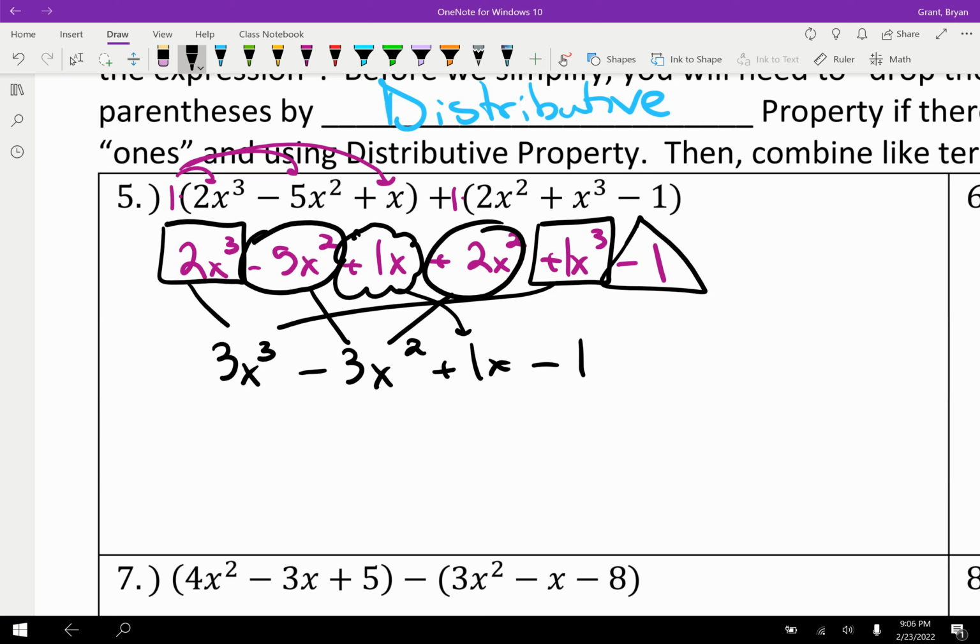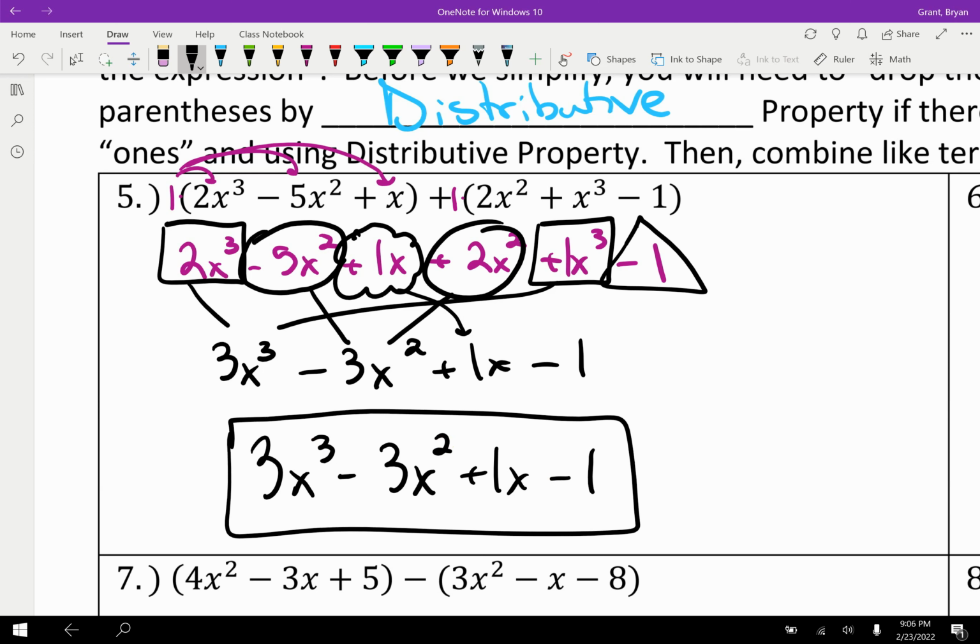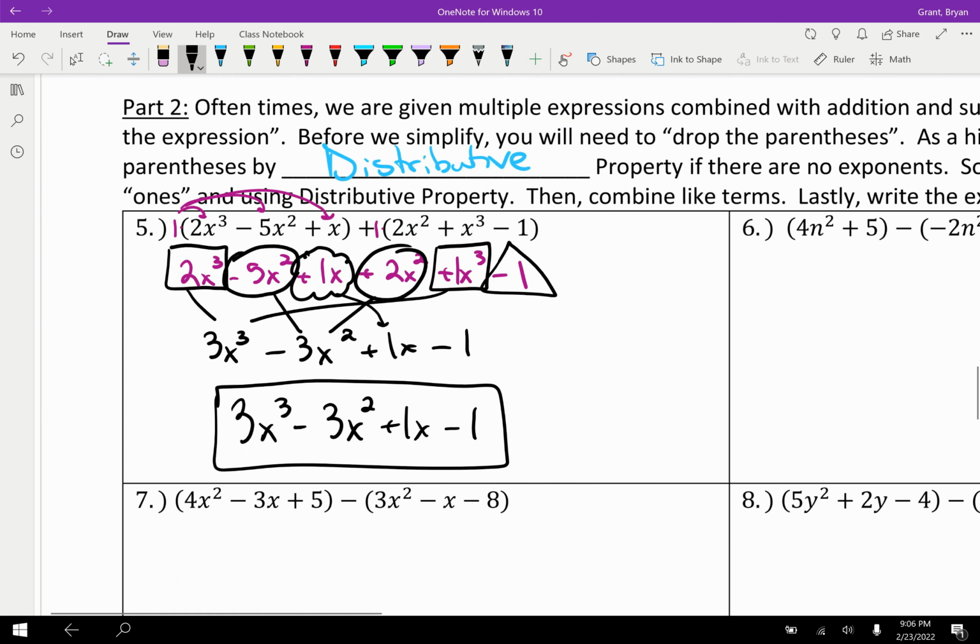You should also notice that it is written in standard form. I'll rewrite this for clarity here, where we have the largest exponent first of a 3, then a 2, then a 1, then a 0. And that's all we're asking for. Okay, let's try 6, then you guys will try the last 2.